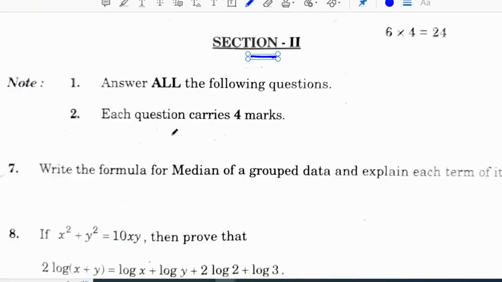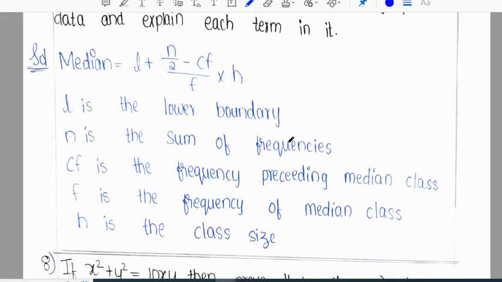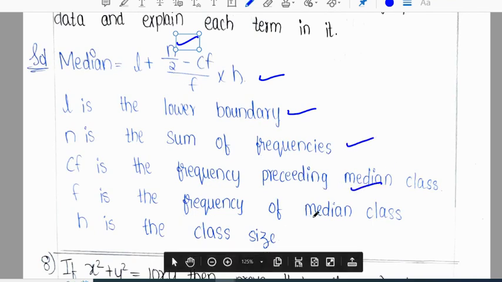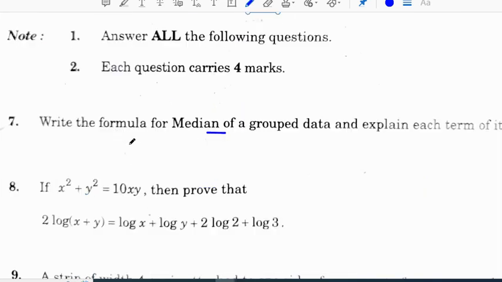We'll see section 2. First question, write the formula for median of a group of data and explain each term in it. We know the formula for median, which is L plus N by 2 minus CF by F into H, where L is the lower boundary, N is the sum of frequencies, CF is the frequency preceding median class, F is the frequency of median class, and H is the class size. Most of the questions in the question paper are the questions which we discussed in yesterday's videos.